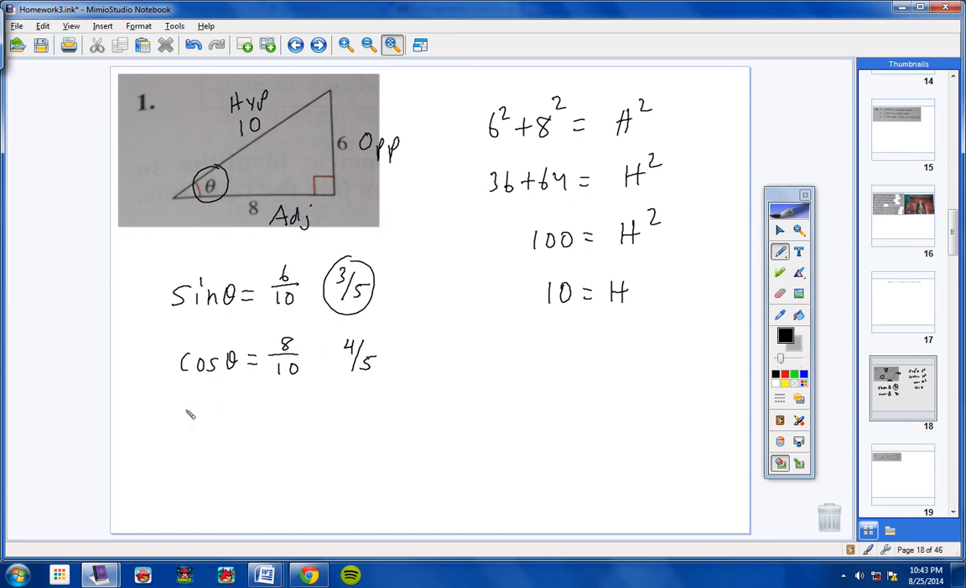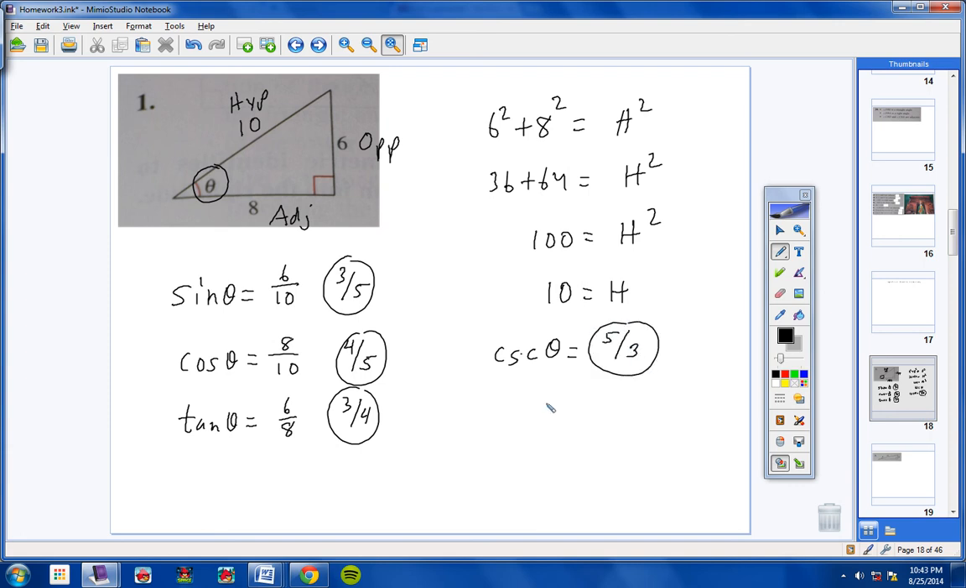Let's go ahead and find the tangent of theta. The tangent of theta is opposite over adjacent, so that would be 6 over 8, which reduces to 3/4. Let's try the cosecant. The cosecant of theta, well, remember, we can do this one of 2 ways. We can say the cosecant is hypotenuse over opposite, which would be 10 over 6, and reduce that, we get 5/3. Or you can remember that cosecant is always the reciprocal of sine. So if the sine of theta is 3/5, then the cosecant of theta is 5/3.